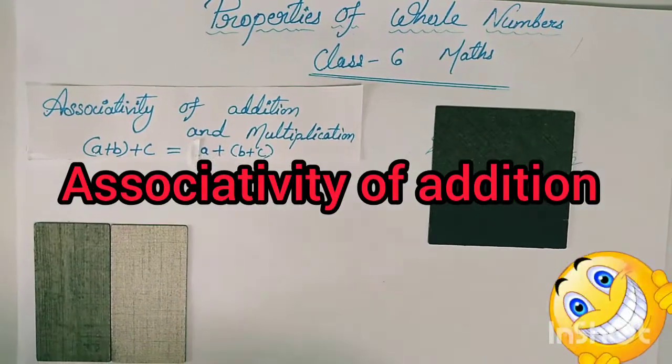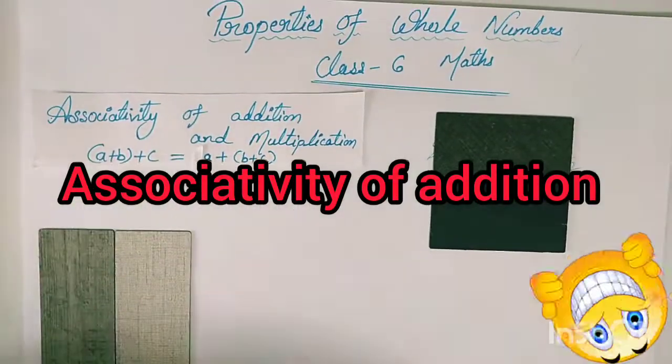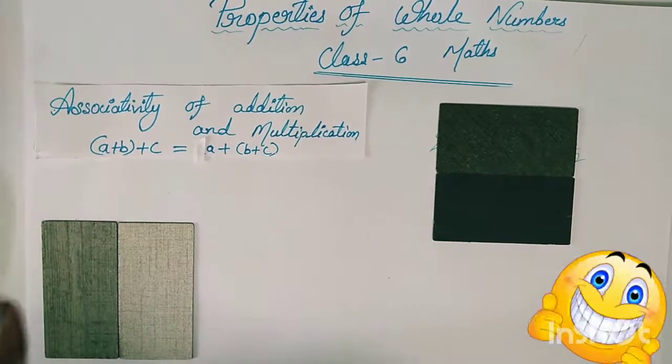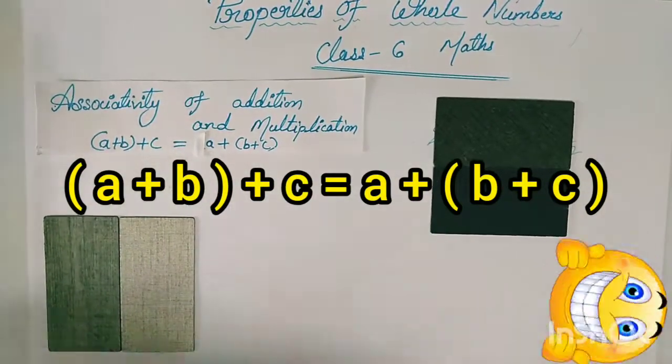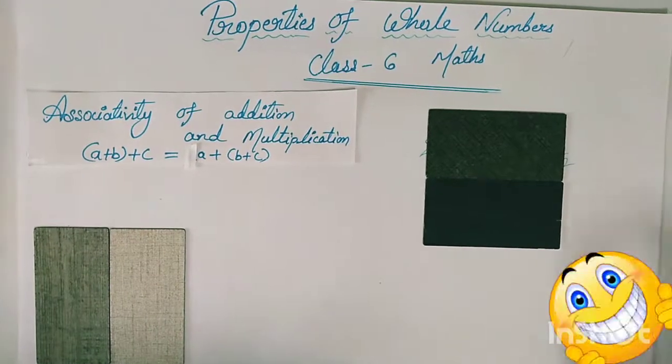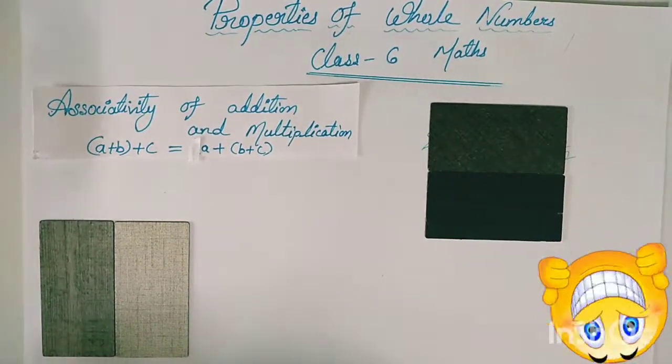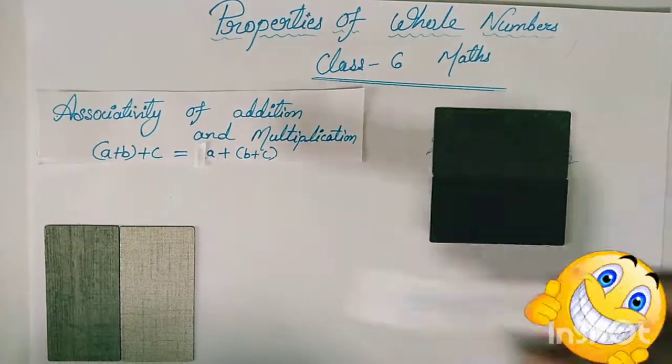Now look at the associative property of addition and multiplication. Under addition, a plus b plus c is equal to a plus b plus c. This is the property. Now let us take one example and try to learn about this property.